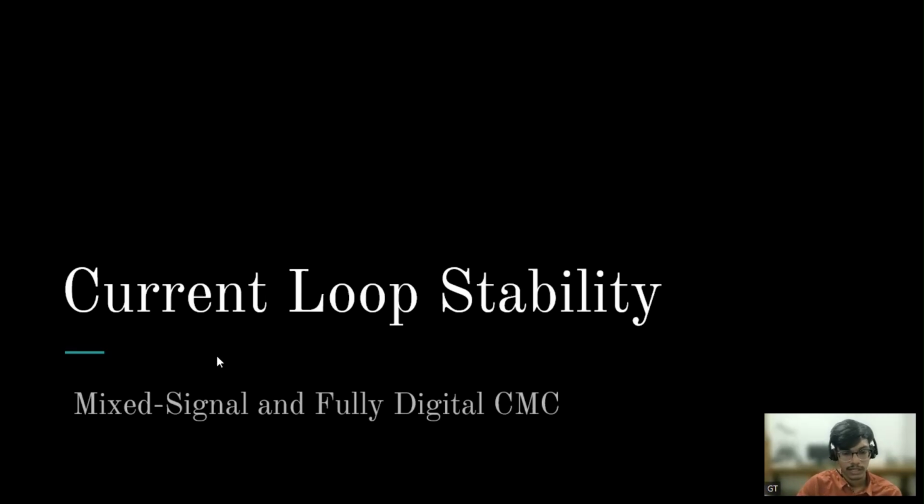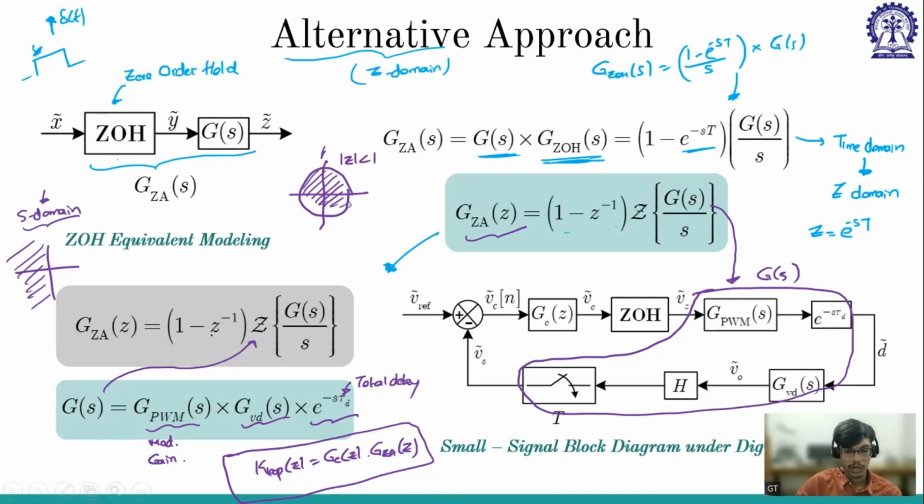Yes, Z is equal to e to the power st, sorry, and e to the power minus st is equal to Z inverse. Thanks for correcting. Okay, if you do not have any further queries, we can move on to the next one.